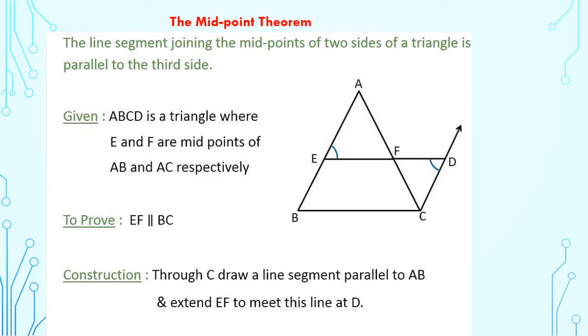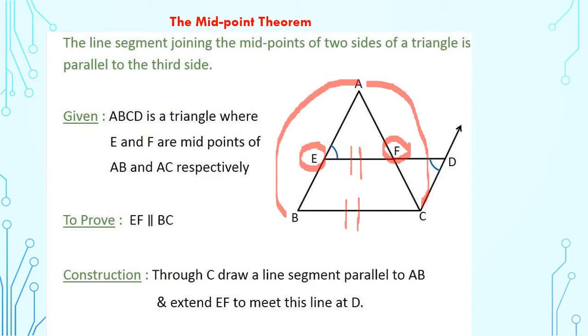Now here, which are the two sides of the triangle? Which are the midpoints of those two sides of the triangle? Let me explain to you. We are talking of the side AB and its midpoint is E. Then we are talking of side AC. Its midpoint is F. And the line segment joining these two midpoints is EF. And we have to prove that this line segment is parallel to the third side of the triangle, that is BC. And it is also half BC.